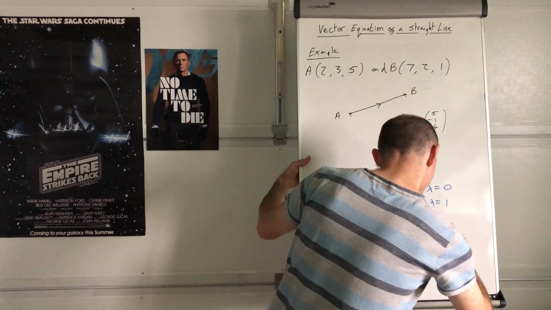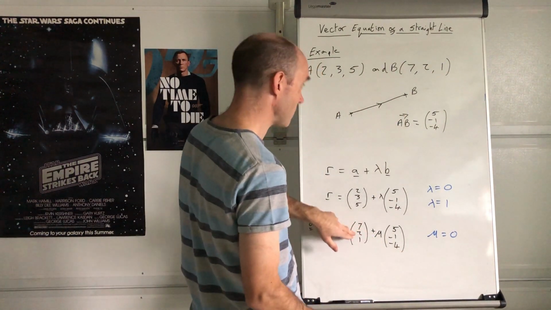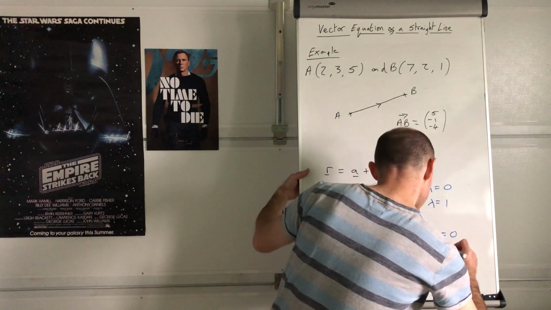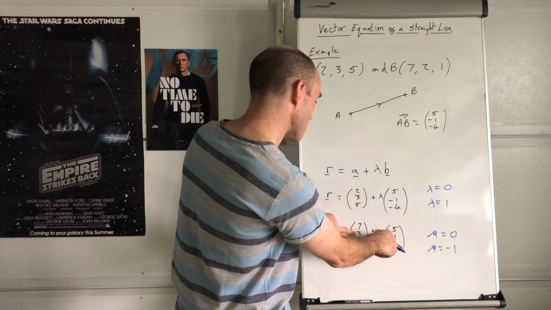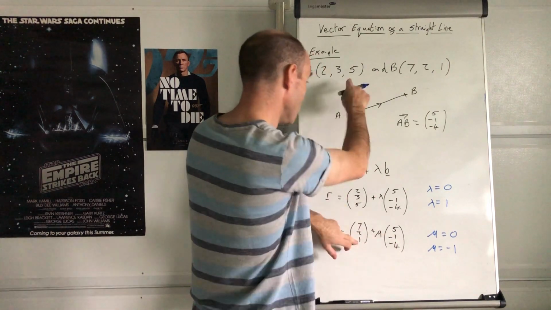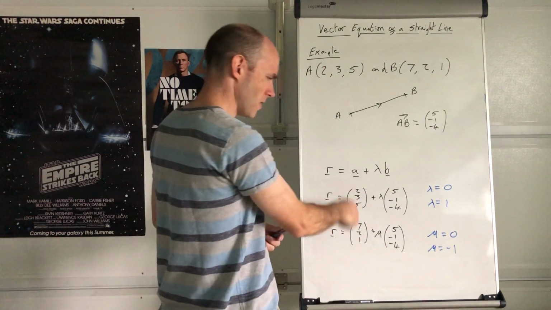So, rather obviously, I'm going to choose mu equals 0 for that. So mu equals 0, we've got (7, 2, 1), which is that point there. And I'm going to choose mu equals negative 1 to get 7 subtract 5, 2 subtract negative 1, 1 subtract negative 4. Notice I'm just looking up to check. There. So the same straight line. You only need to have one or the other.